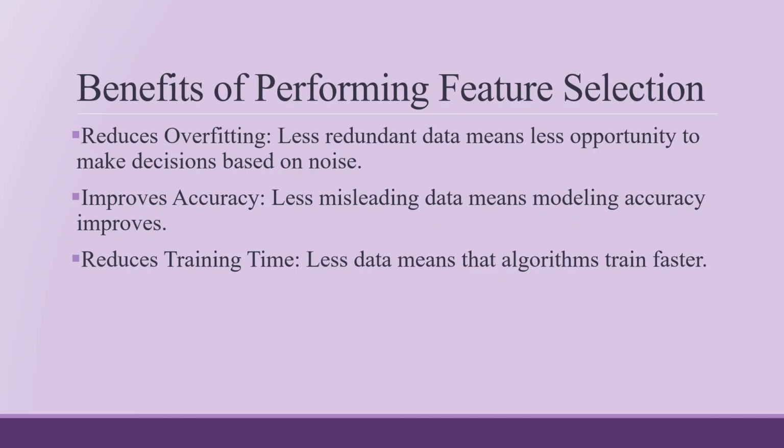Second, it improves the accuracy. Less misleading data means modeling accuracy improves. Third, it reduces training time. Less data means the algorithms train faster.